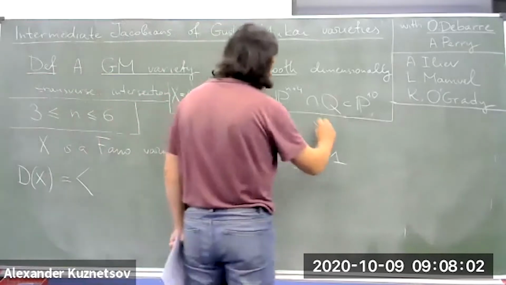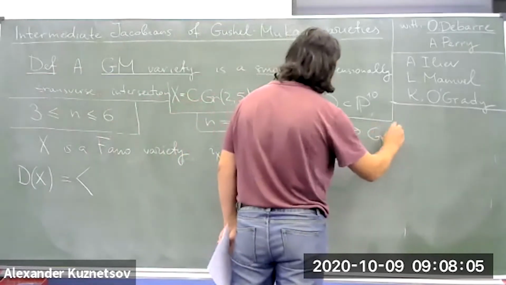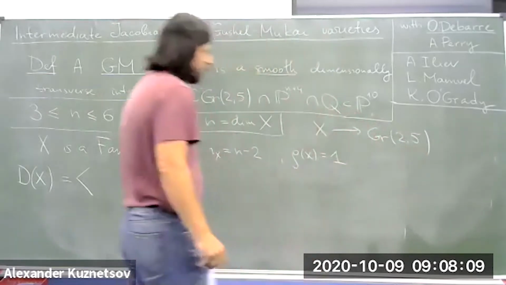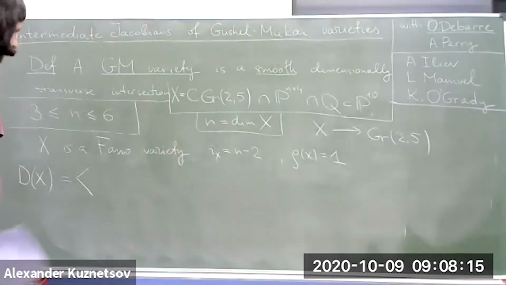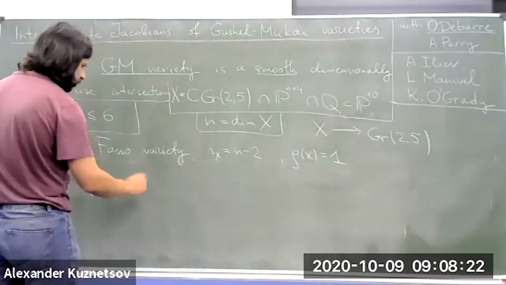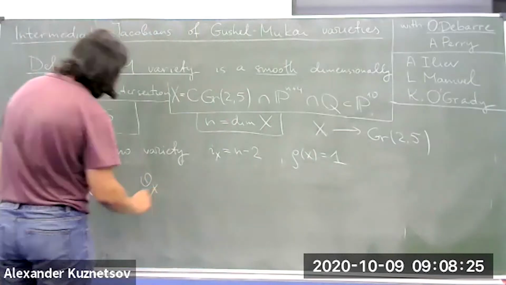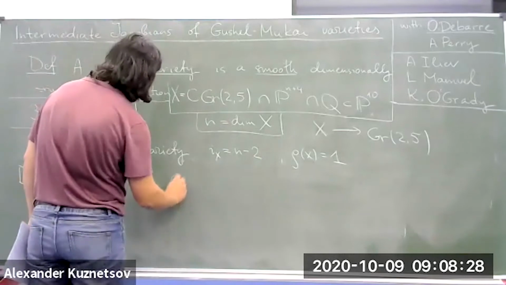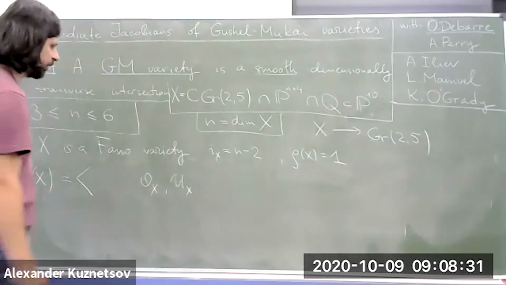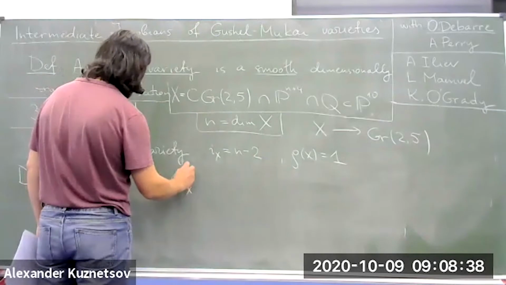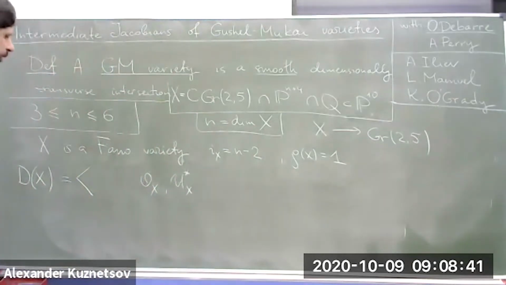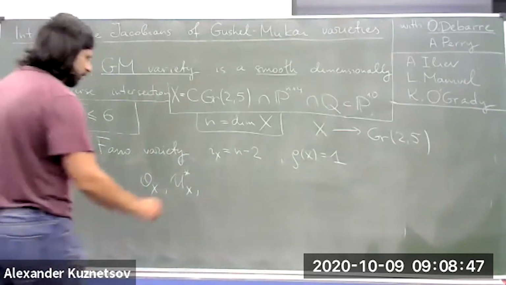And because of that, X comes with a regular morphism to the Grassmannian. And so we can pull back vector bundles or coherent sheaves from the Grassmannian. And in fact, by considering these pullbacks, you can construct an exceptional collection. So it looks as follows. You take the structure sheaf and you take the tautological bundle on the Grassmannian. So I will denote by U_X the pullback of the rank 2 tautological bundle from the Grassmannian. It's a bit more convenient to take the dual bundle. So we take this exceptional pair and then we consider its twists.